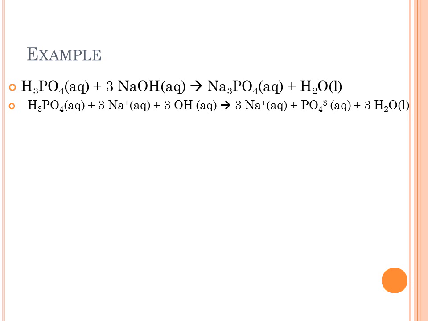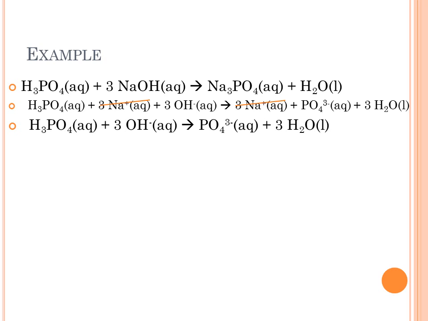So not as much to cancel here. All that cancels is the sodium ion. Nothing else will cancel because our other reactant was a weak electrolyte. So when we write our net ionic equation, we'll get phosphoric acid plus 3 hydroxide ions reacting to form phosphate and 3 waters. And that would be our net ionic equation.